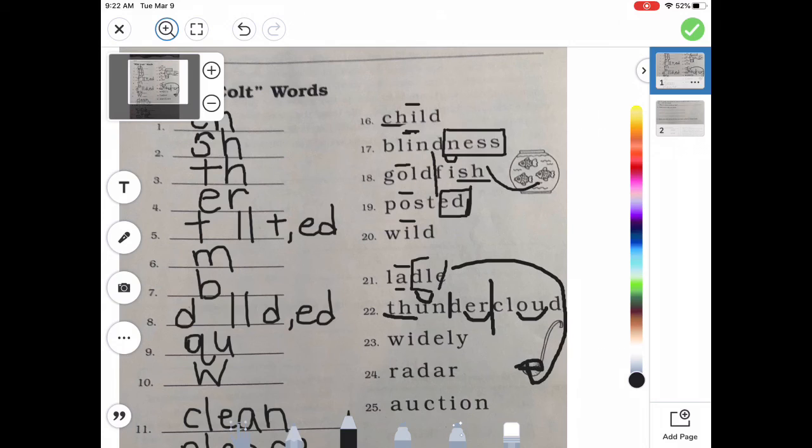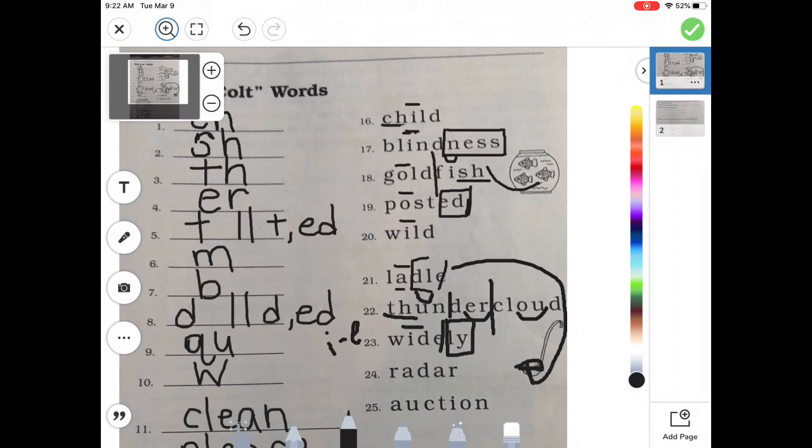All right, and 23, do you see anything that we need to code? We haven't seen this in a while. It's got suffix L-Y that I need to box off. And then over here, I have W-I-D-E. So I've got I consonant E. So that means that I is long and that E is silent. So wide, widely, widely.